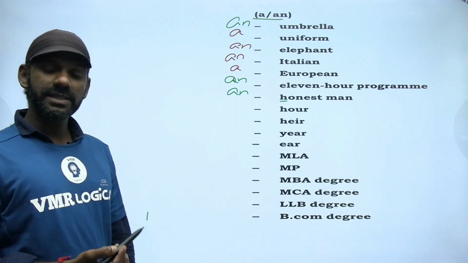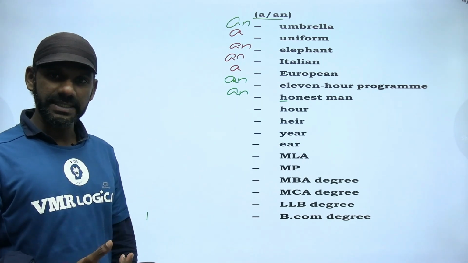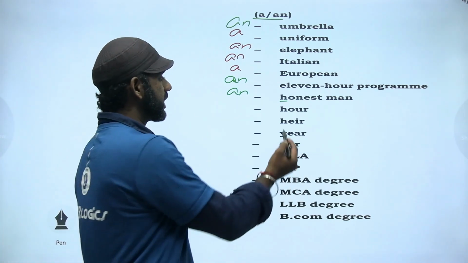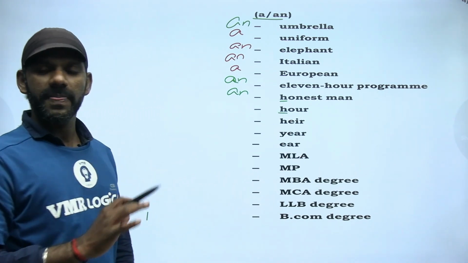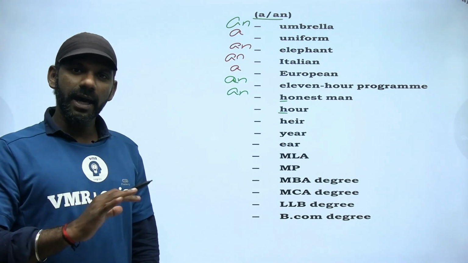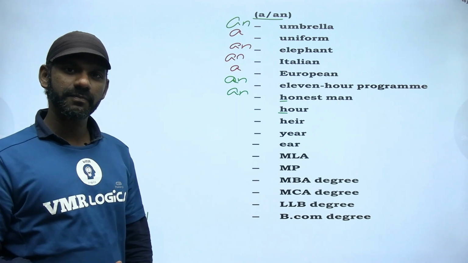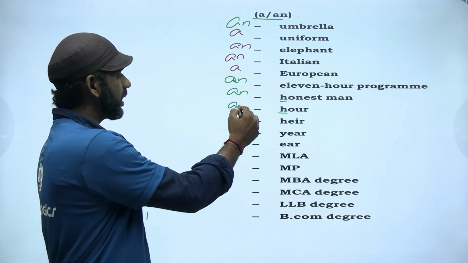H-O-U-R, H is not pronounced, H is silent. Right? It is not pronounced as hour, it is just pronounced as a. It's just a. An a or a. It's an a. I'll tell you why.